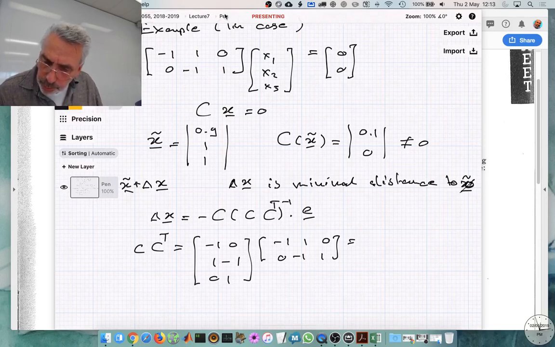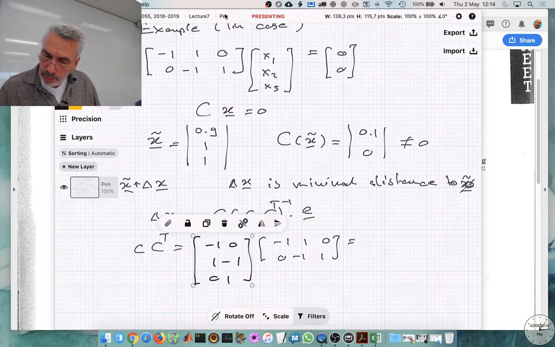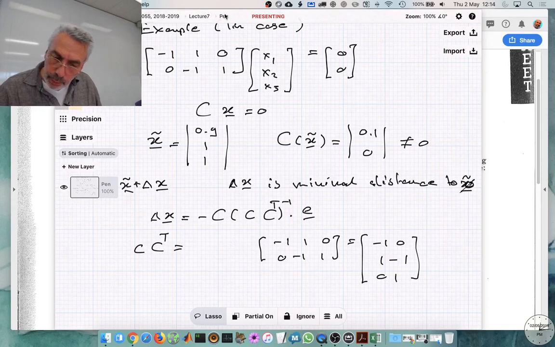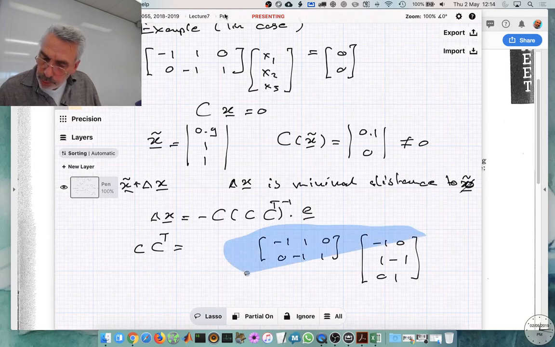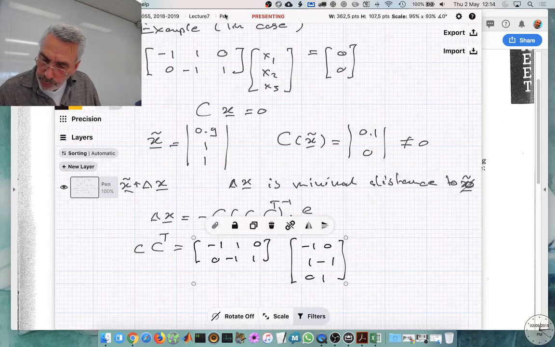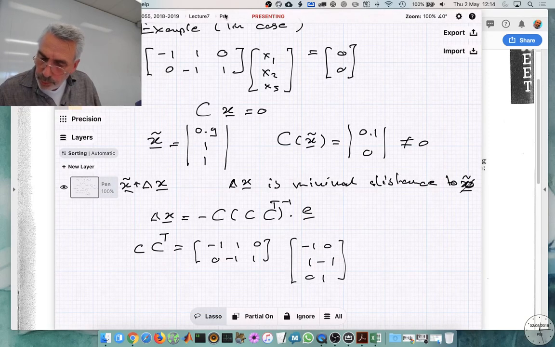C times C transpose, yeah. Okay, C times C transpose, so we get rid of this whole stuff. This one, we write it here, right? And then this goes away, and then we pick up this stuff, and we move it here. Yeah, okay, now we're back in business.